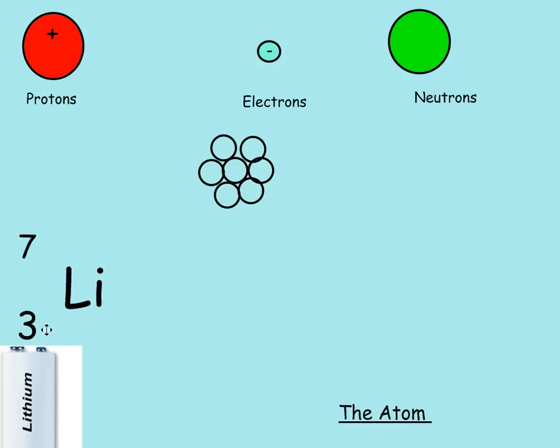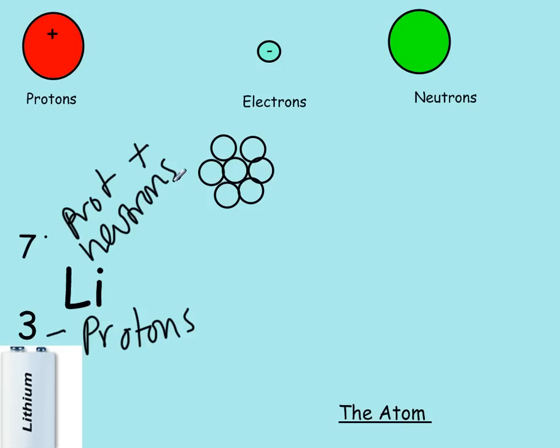3 of them are protons. That's what this bottom number here means. 3 are protons. Let me write that down for you. So 3 are protons, and 7 is protons and neutrons together. Then the protons and neutrons have a mass of 7. That's because they each have a mass of 1 each. So the total lithium mass is 7. Electrons really don't have much mass at all, so that's why they don't come into this really.